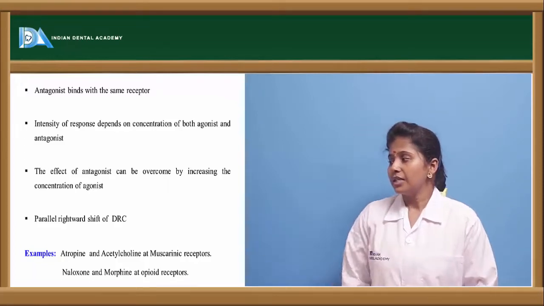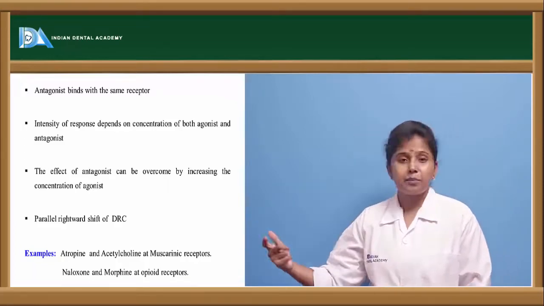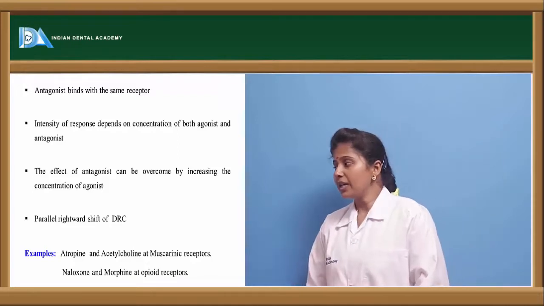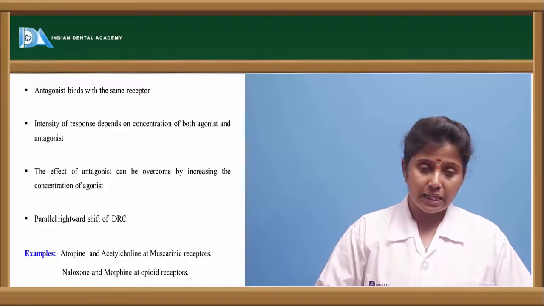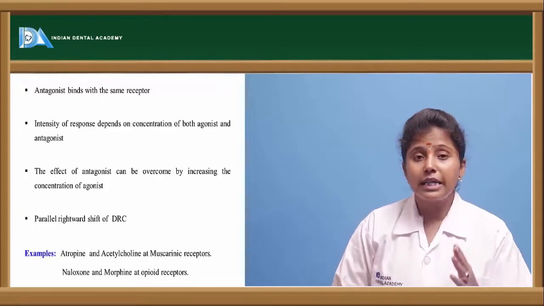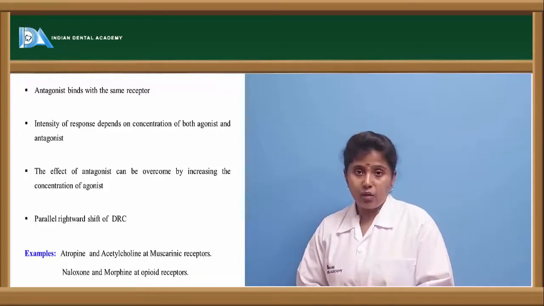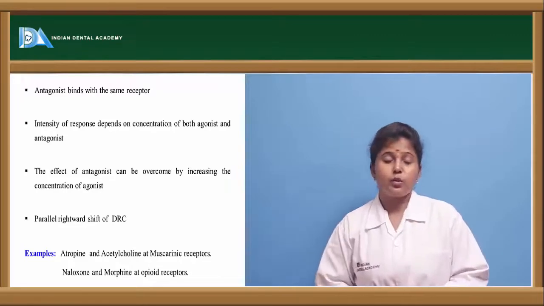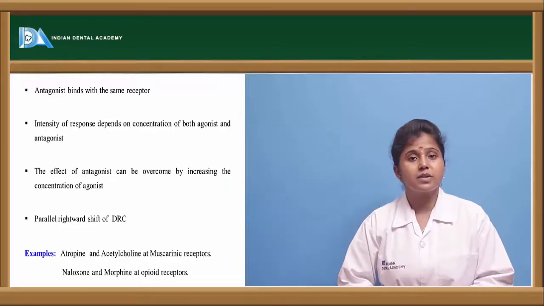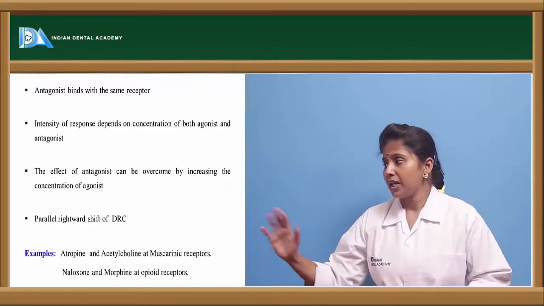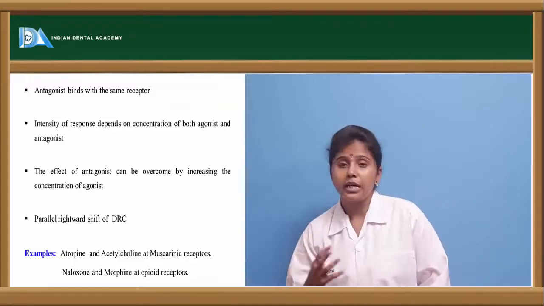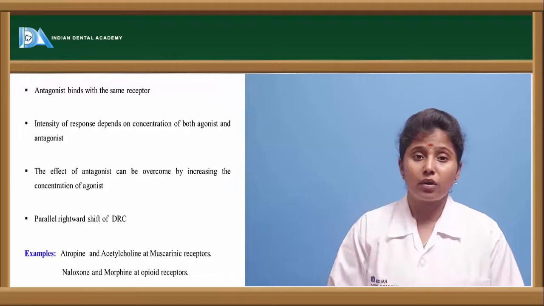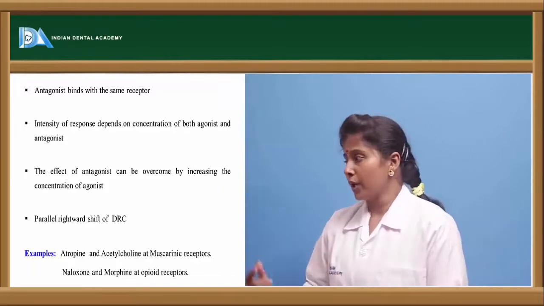If we see examples of these drugs, there are atropine and acetylcholine. Atropine and acetylcholine bind to the muscarinic receptors. Here atropine is the antagonist for acetylcholine, so it won't allow the acetylcholine to bind to the muscarinic receptor. And likewise naloxone and morphine: naloxone won't allow the morphine to bind to the opioid receptor.